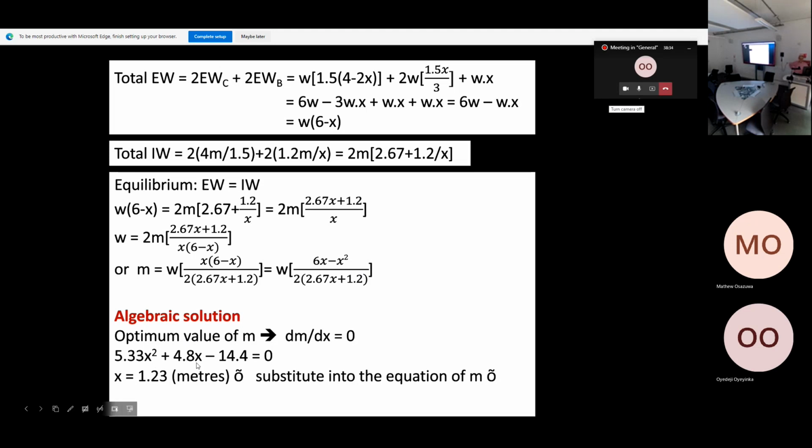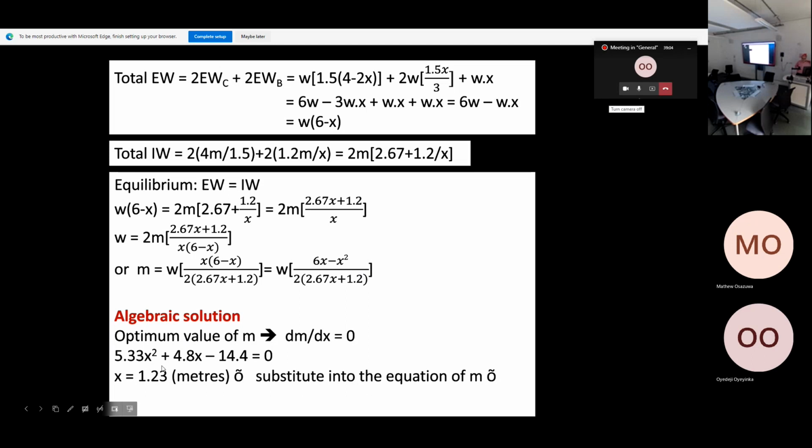All right. What do you do then? You take this value of x, 1.23, and you substitute it into this equation of m, and that will give you the optimum moment. So differentiation will give you the value of x, 1.23 meters, and you substitute it into the equation of m to give you the optimum moment. Is that clear? Okay.